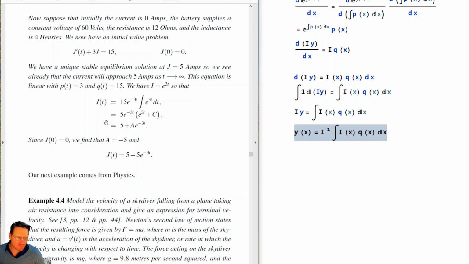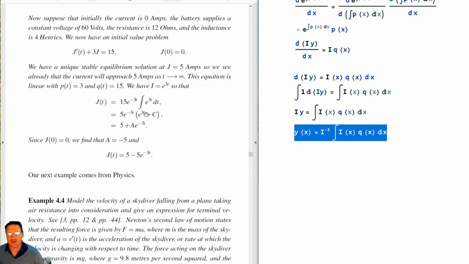So that's why we have a 15 there becoming 5 in the next line, because we've divided by 3 when we integrated that. So we have 5 e to the minus 3t, what we have in equation 7 there, and then times that integral once we've pulled out the 1/3. Okay, so now simplifying this, we multiply the e to the minus 3t in, and we have 5 plus a new constant a times e to the minus 3t. So this is our current as t goes on.